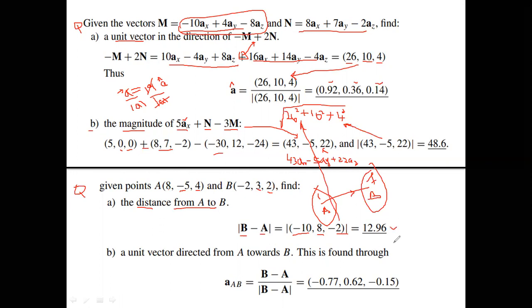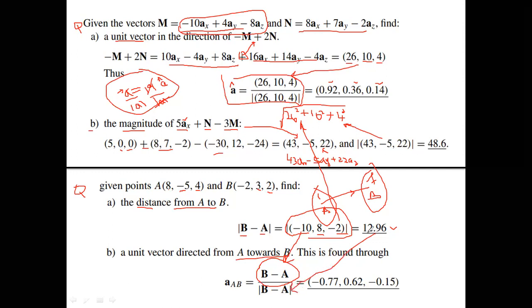Now the next part is a unit vector directed from A to B. This is very similar to the earlier one, and by this formula you will find a unit vector pointing from A to B. A towards B means B minus A. So B minus A vector divided by the B minus A vector magnitude. We have already found this. This is B minus A, and the magnitude is this one.